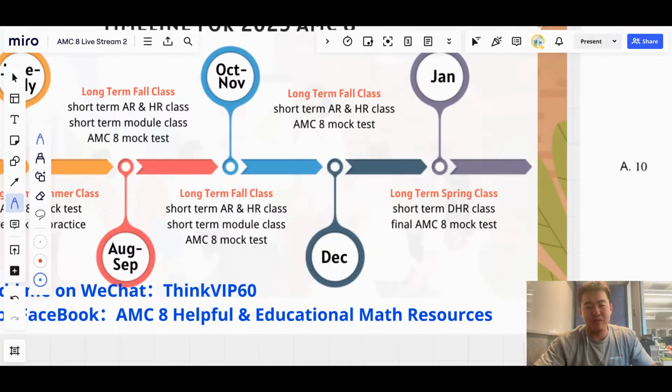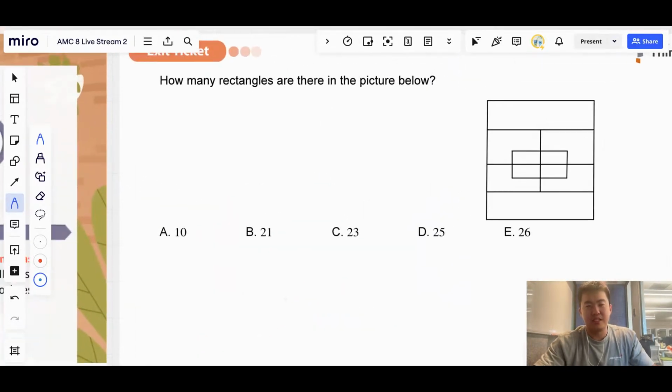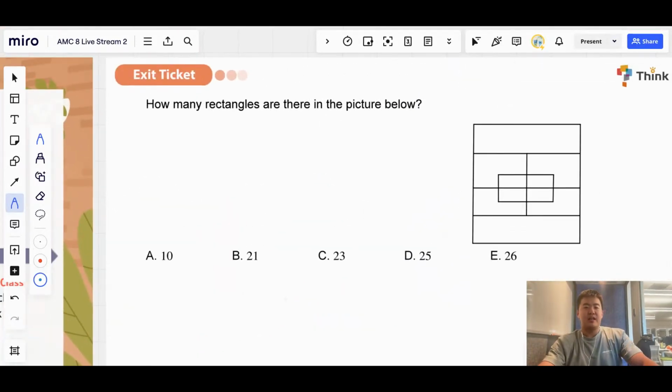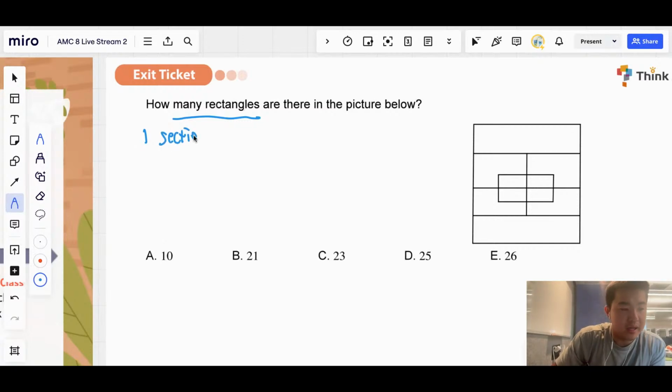We have 2 more problems left for today's session. So the second from the last is again an exit ticket problem about counting the number of rectangles. Okay, so these are the keywords, and let's try to use the same technique as we just did. So we classify all these rectangles based on the number of sections they have. So first, we have our one section rectangle, and how many of them?